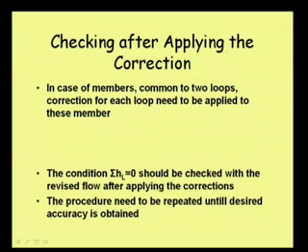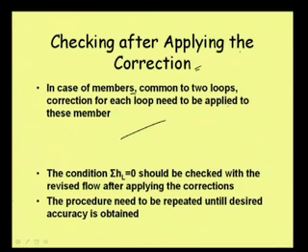Now, after calculating this delta q, what should we do? Checking after applying the correction. What sort of checking do we need to do? First point, in case of members common to two loops, the correction for each loop needs to be applied to these members.